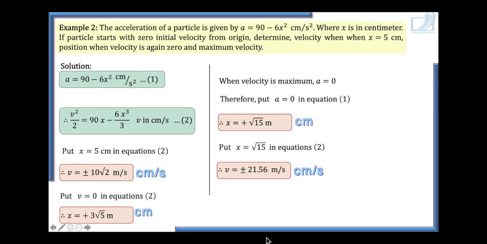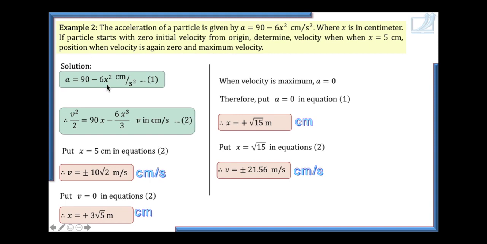So now listen, these are the correct answers. v plus minus 10 root 2, but x is only positive. x is only positive and v plus minus 21.56 meters per second. Now, how to decide that? It is very simple actually. Just visualize the motion.